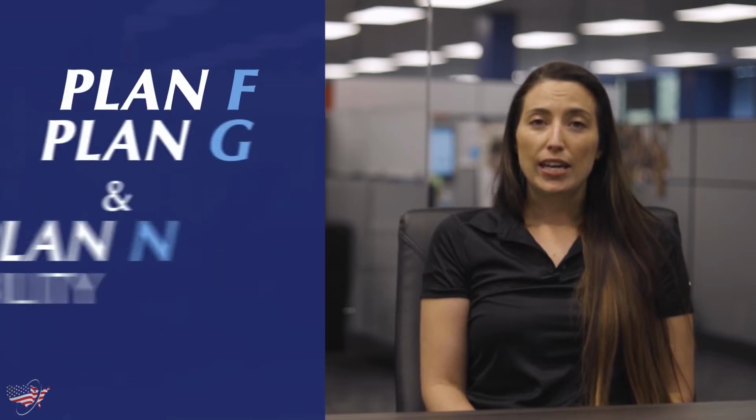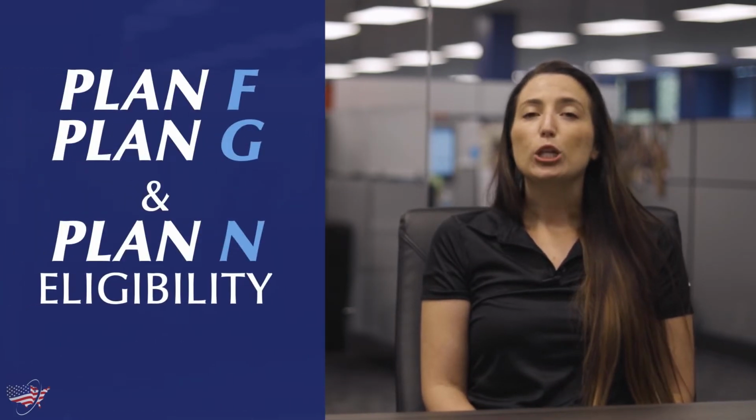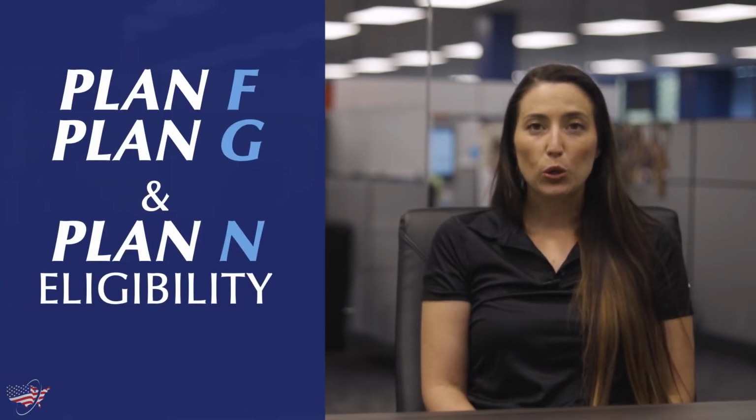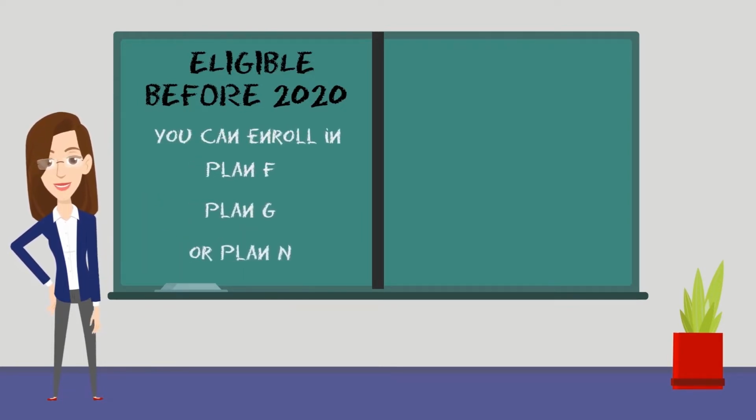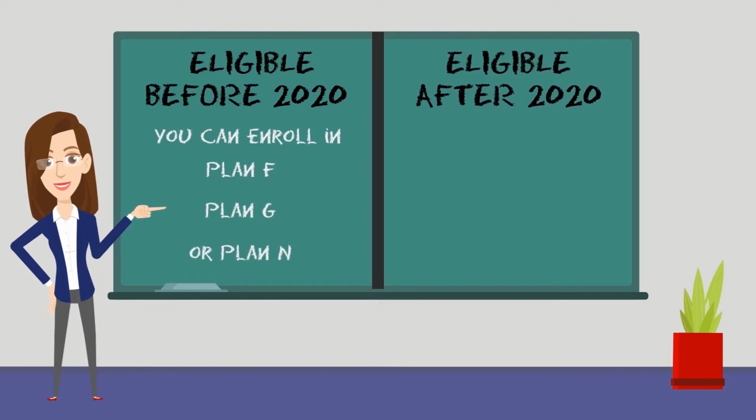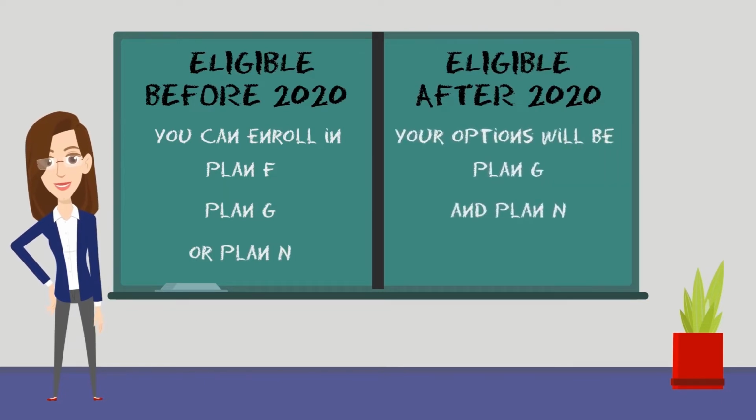The year that you became eligible for Medicare is what will determine which plans you are eligible to enroll in. So, if you were eligible for Medicare before 2020, you can enroll in any of the top 3 plans, being Plan F, Plan G, or Plan N. If you were not eligible for Medicare until this year or after 2020, you will not be eligible to enroll in Plan F. Your options will be Plan G and Plan N.